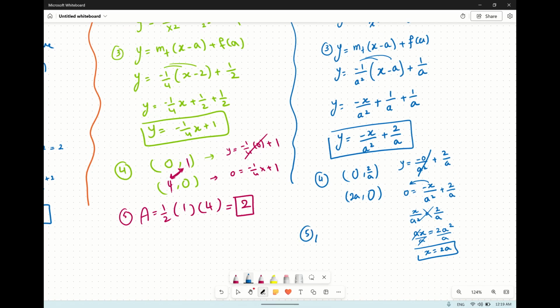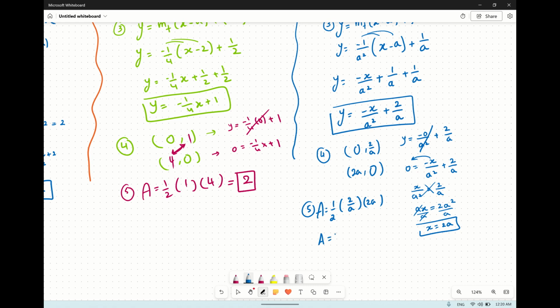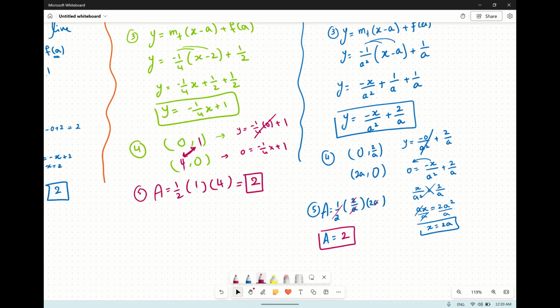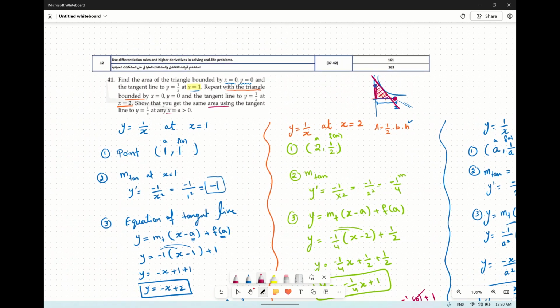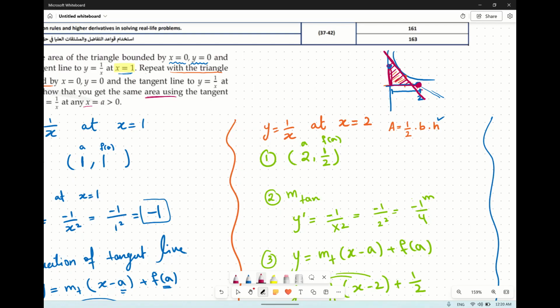Now step number 5, get the area. Half base times height. So 2 over a, 2a. Now notice that the area, a up with a down will cancel. 1 over 2 times 2 will cancel. So we are left with 2, which is the same as expected. So this means that no matter what x is, as long as x is positive, the area of this triangle will not change.